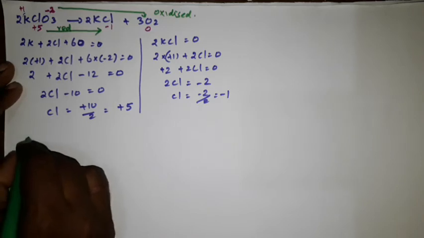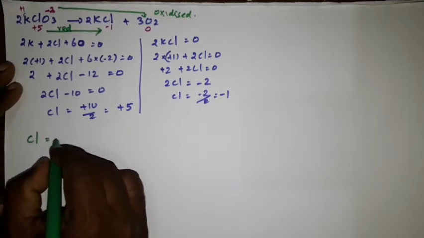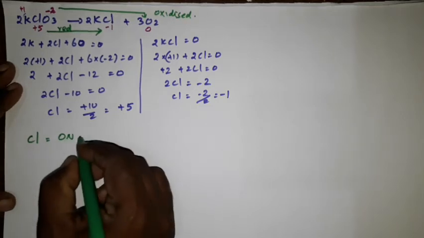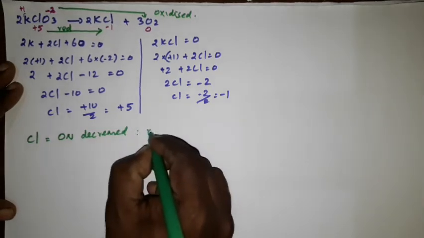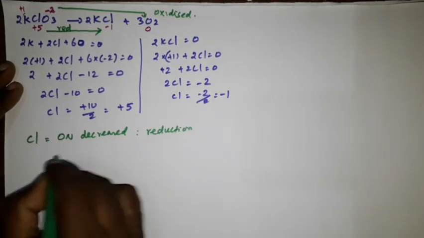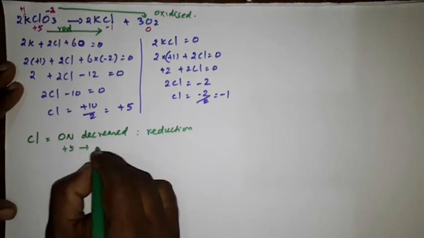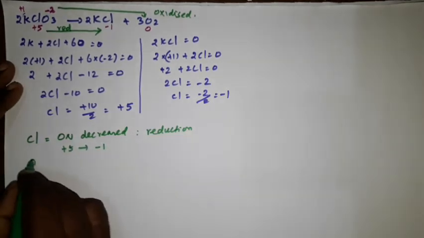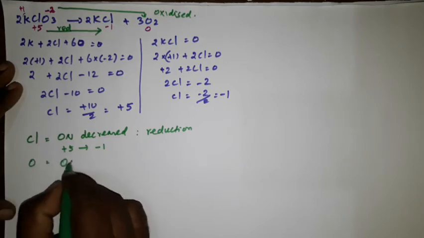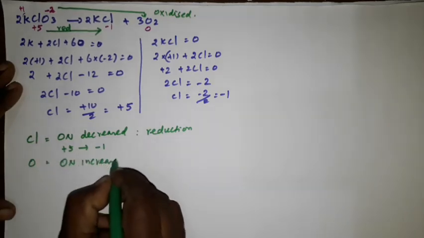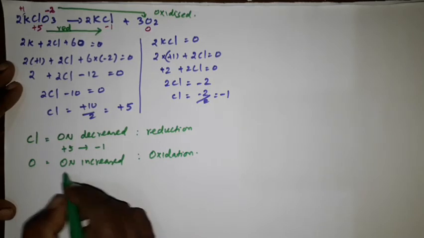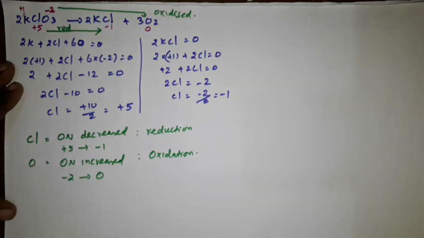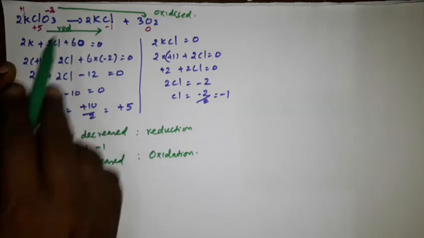So for chlorine, the oxidation number is decreased, so that is reduction. How much decrease? It is from plus 5 to minus 1, so it is reduction. Now oxygen, the oxidation number increased, so it is oxidation. How much is it increased? It is increased from minus 2 to 0. Clear? So this reaction is called a redox reaction.